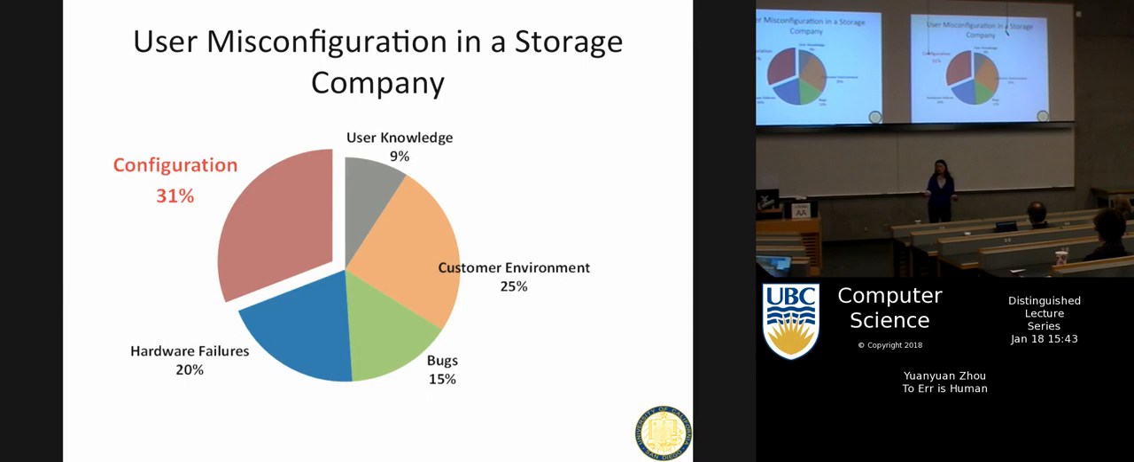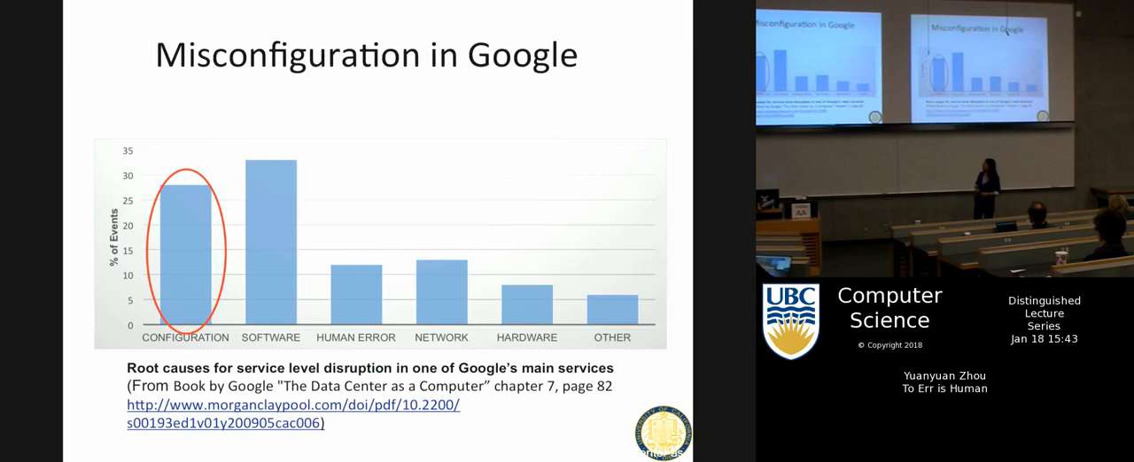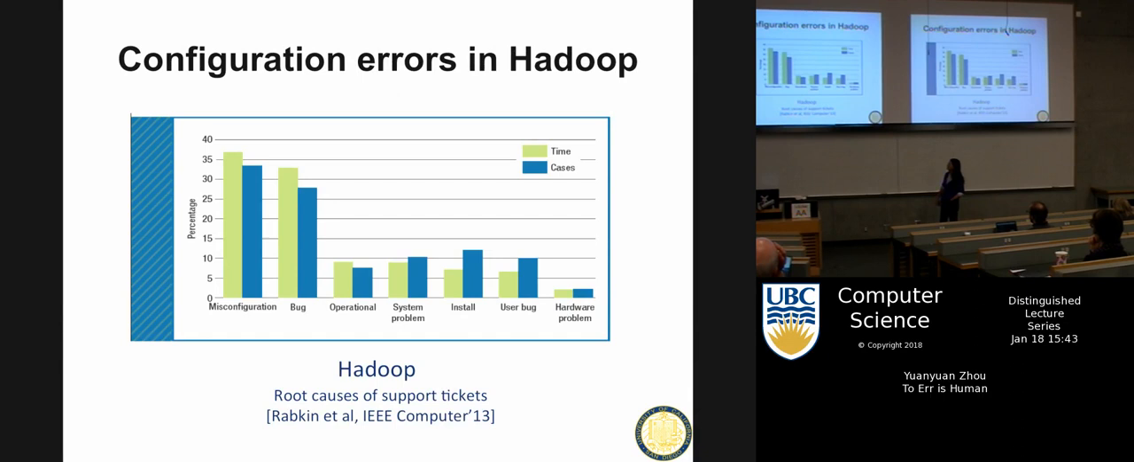Later we looked even at Google, for example. Looking at the failures, they found that the root cause of service level disruptions, as you can see here, configuration error is also quite big. It's probably the second one, next to software defects. And if you look at Hadoop, you can see here configuration errors actually contribute more failures than software defects, okay?